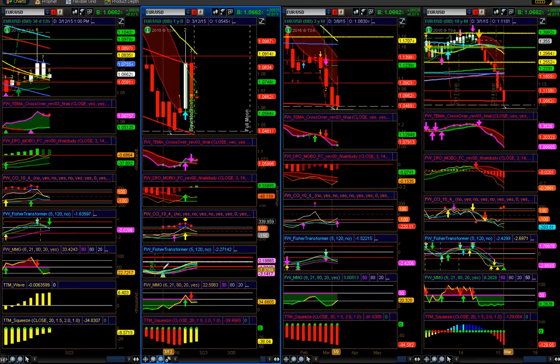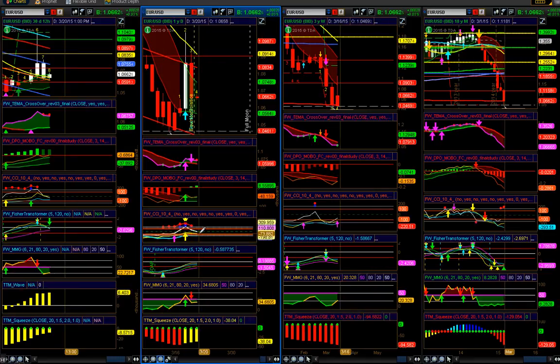And we got a Fisher buy signal here. But CCI, I'm not really liking it. It's still on the negative side of things. But we probably have to give it a couple more days.